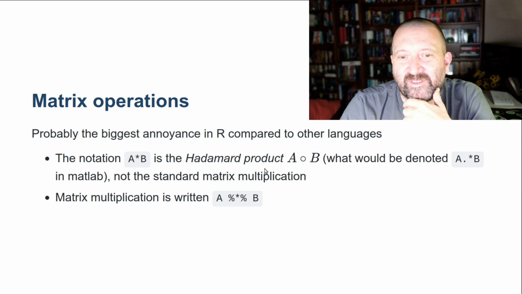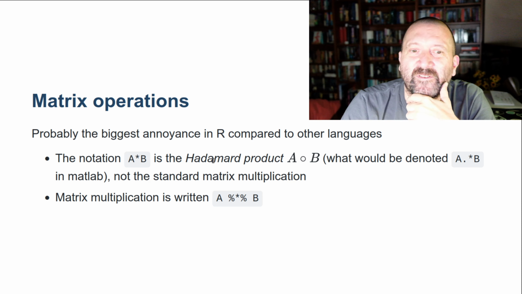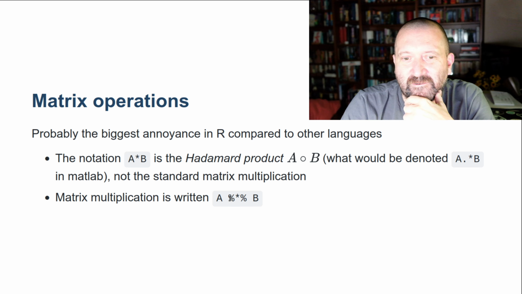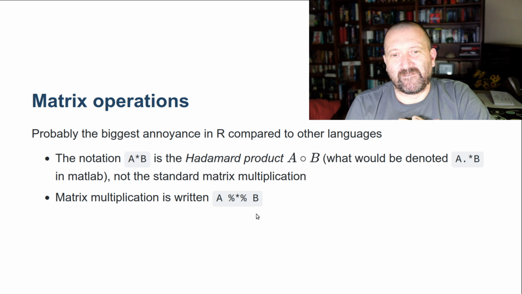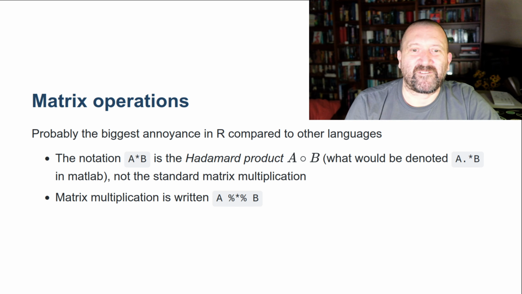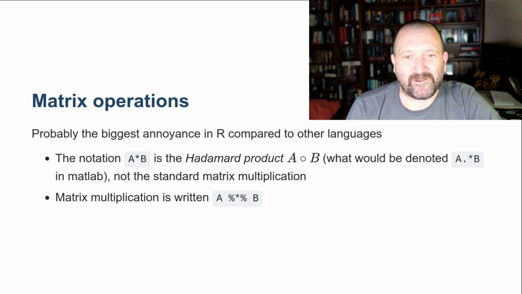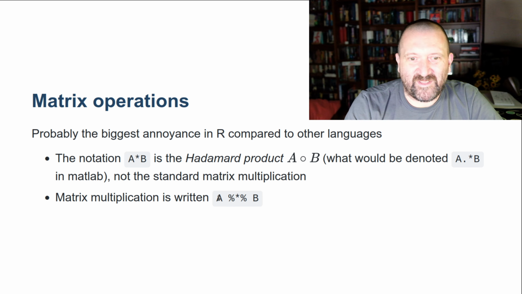So that's not the standard multiplication. If you want the standard matrix multiplication, you have to surround the star by 2 percentage signs, one on each side. Okay, so this is the proper matrix product of A and B.